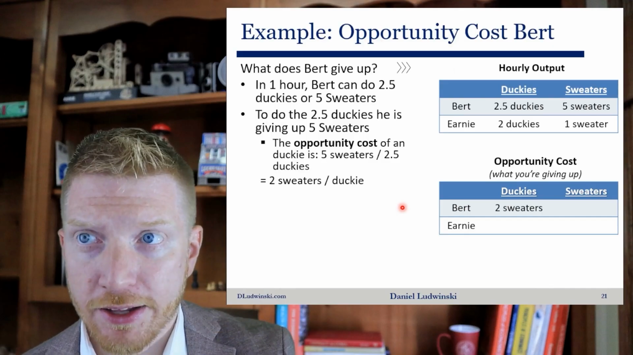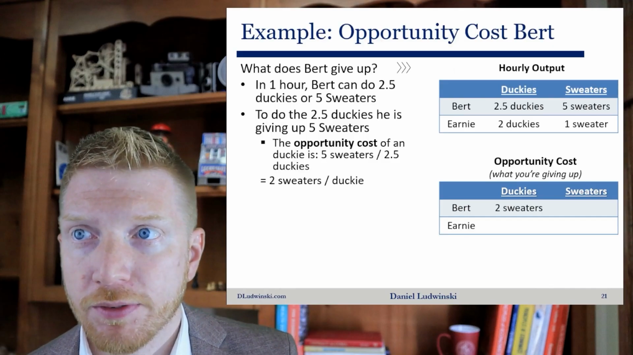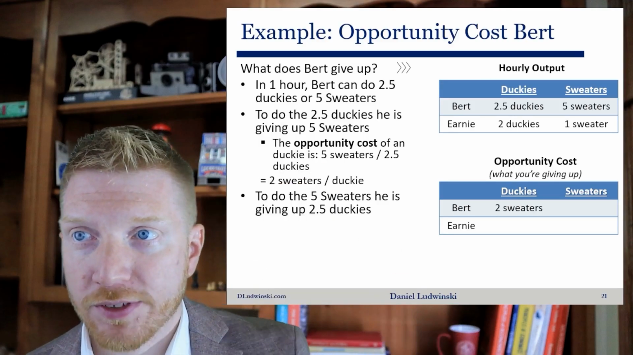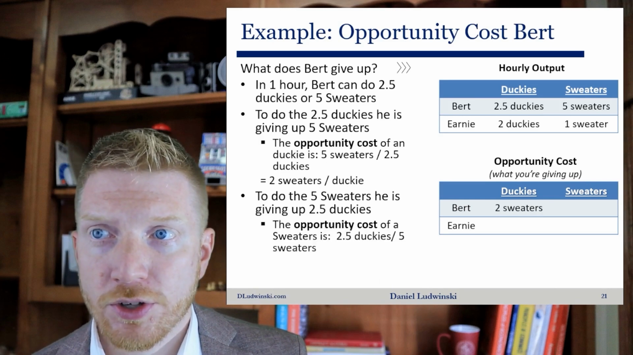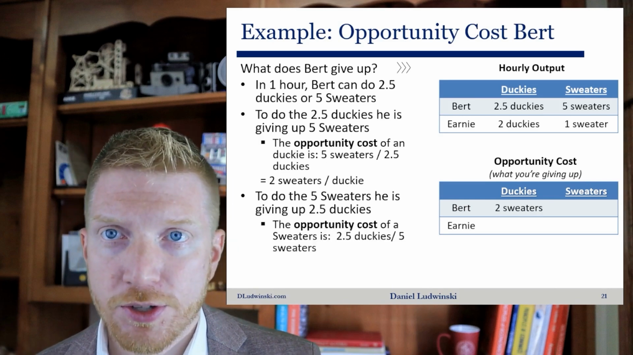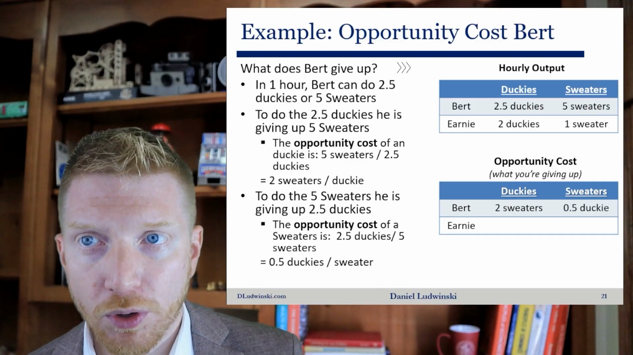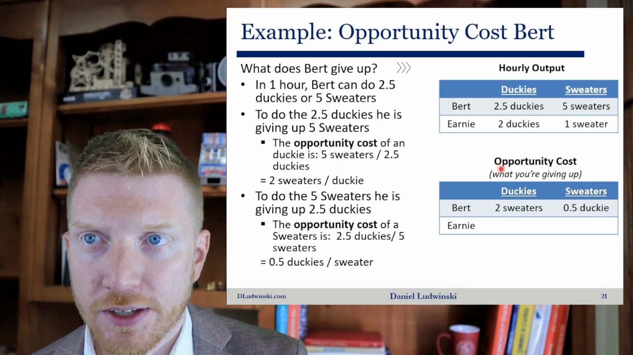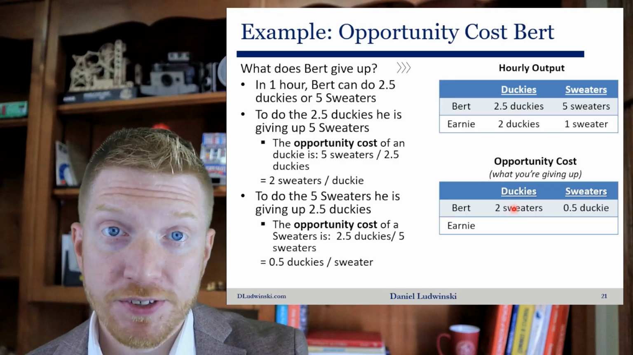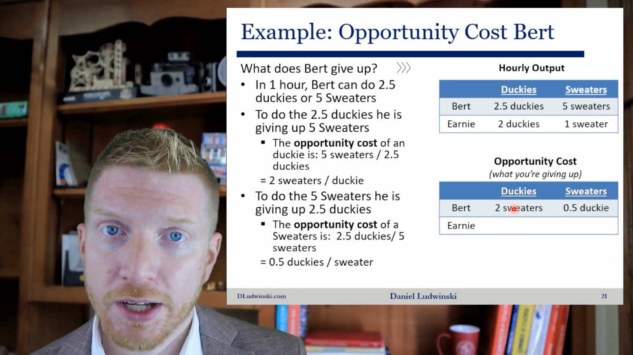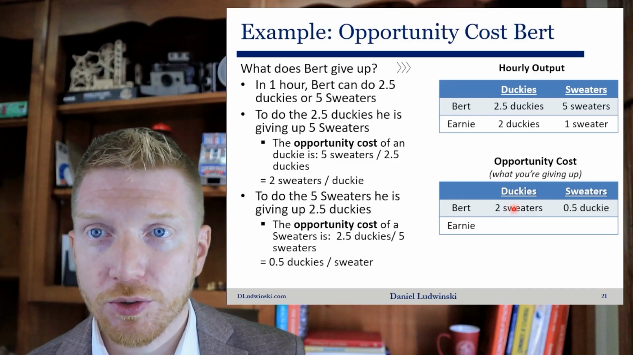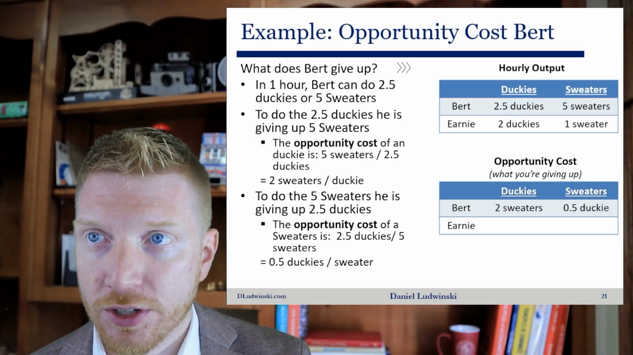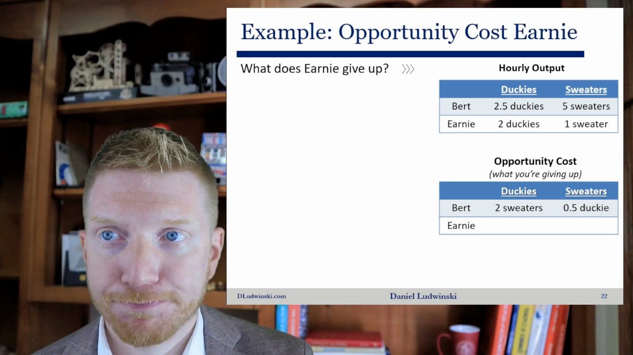Now, looking at the opportunity cost for Bert the other way around, to make 5 sweaters, he needs to give up 2.5 duckies. So the opportunity cost of a sweater is 2.5 duckies over 5 sweaters, or 0.5 duckies per sweater. And we've filled in this opportunity cost. Again, I'm emphasizing units here. Units will really help you keep straight what you're supposed to use in what context. They really can be your friend when things get confusing in terms of which version to use.